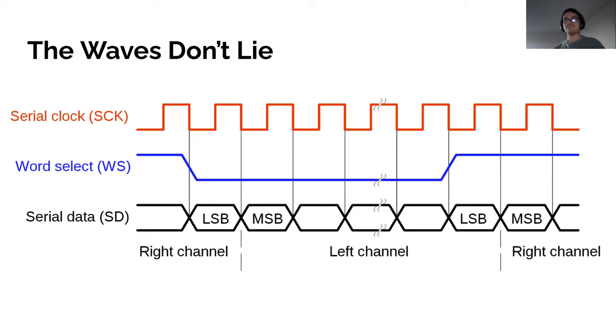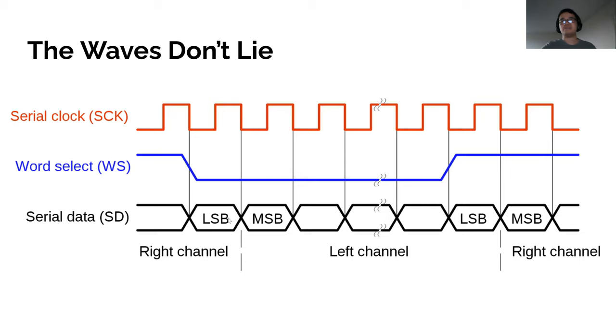So you see here a serial clock, which could also be called B clock on our microphone. On the negative edge of the clock, you see bits of data come in, and you also see the word select changing. On the negative edge of the clock, you can change your word select, which will change the channel.